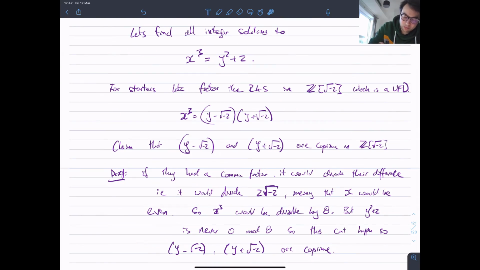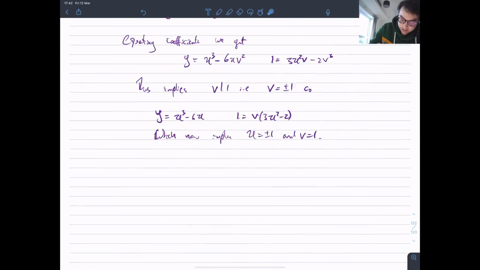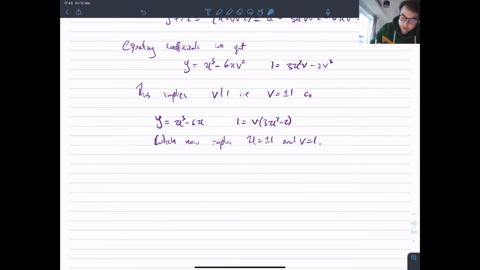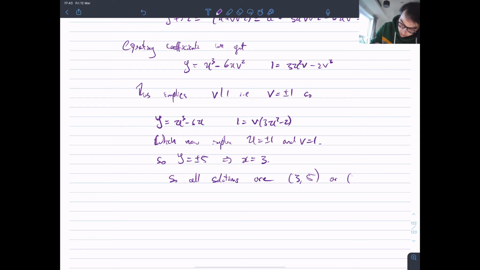And then once I have that, I can substitute back to get all my solutions of x, because I know that x cubed is y squared plus 2. So I know that this is that. So y is plus or minus 5, which implies x is 3, if you work this out. So all solutions are either 3 and 5 or 3 and minus 5.